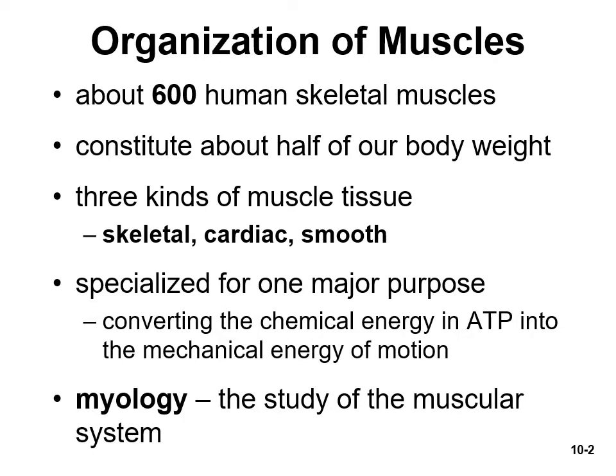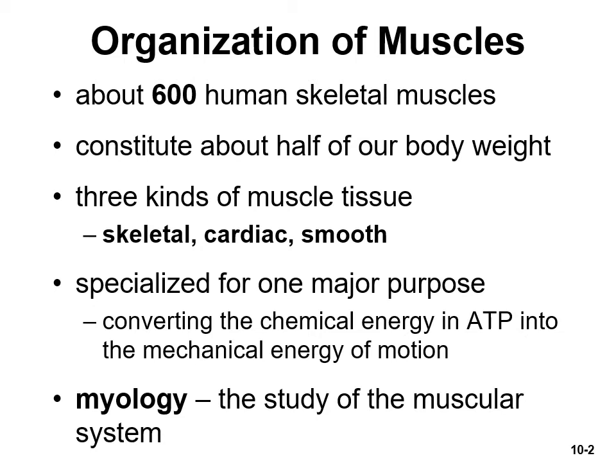There are about 600 skeletal muscles in our human bodies. Remember, the skeletal muscles are the ones that we have conscious control over. All muscles in our body constitute about half of our body weight. There are 3 types of muscles: skeletal, cardiac, and smooth.